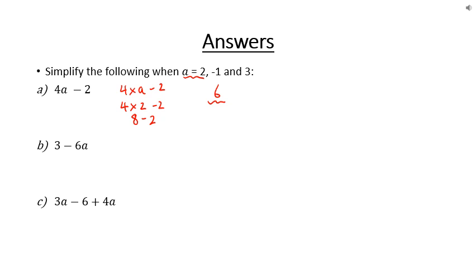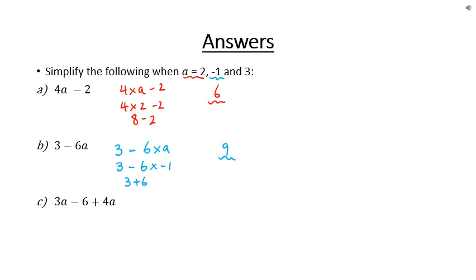In our second question, we know a is minus 1, so this becomes 3 take away 6 times a, which becomes 3 take 6 times minus 1. Minus 6 times minus 1 is positive 6, which becomes 3 plus 6, and that gives us an answer of 9.